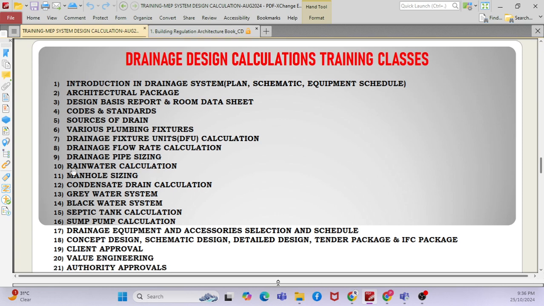Then in every building you have rain, right? There will be expected rain from the sky, so to avoid flooding you have to size the rainwater pipe, to direct the rainwater to the authority manhole so that there will not be any flooding near the space. Then how to calculate manhole sizing based on local standards, how to calculate condensate drain, how to calculate grey water sizing, what is a grey water system, and what is a black water system.